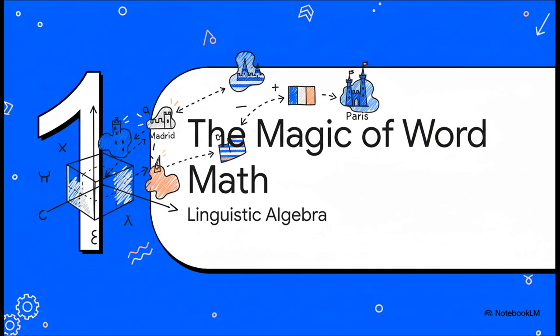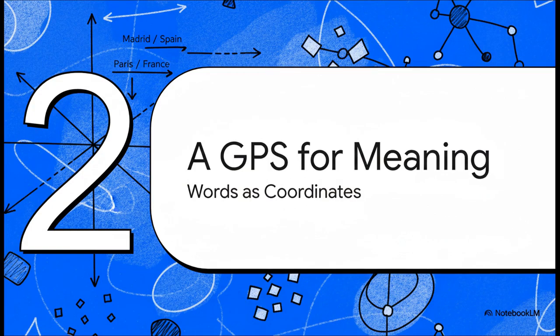All right, so how on earth is this kind of word math even possible? It's not actually magic, of course. It's a brilliant idea about how to represent what words mean. Let's pull back the curtain. So, the whole secret, the big idea, is to stop thinking about words as text and start thinking of them as points in space. Imagine a giant multidimensional map for every single word, kind of like a GPS for meaning.